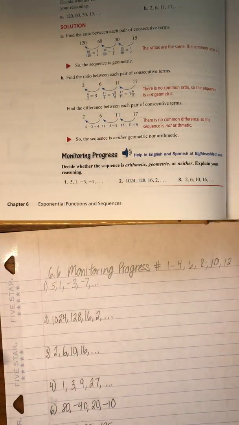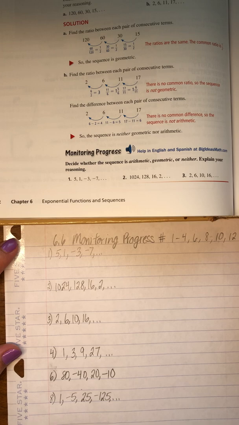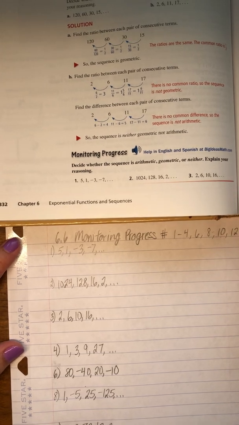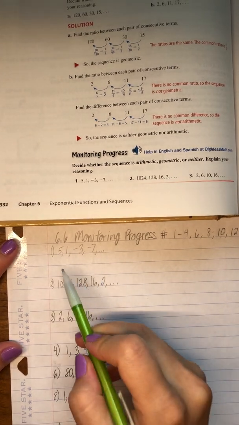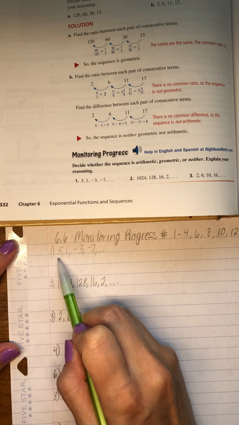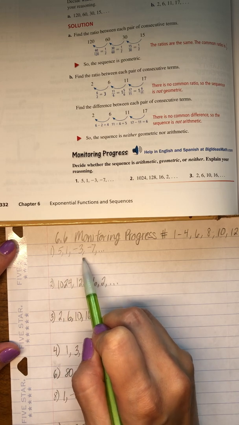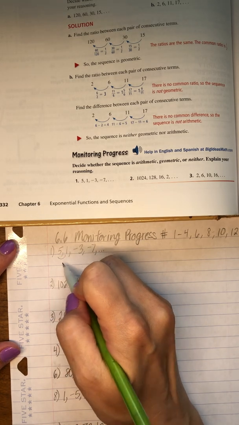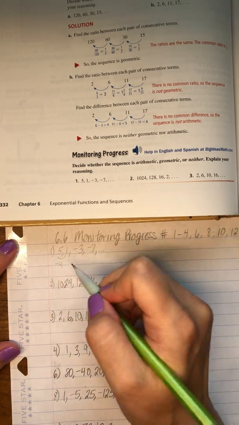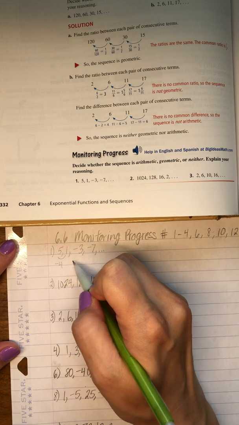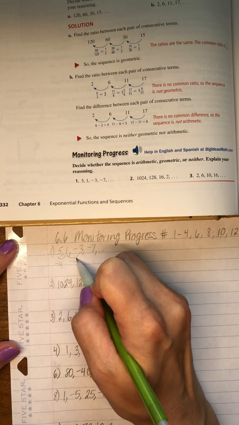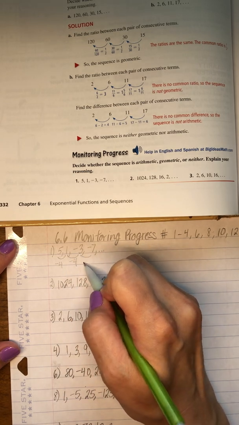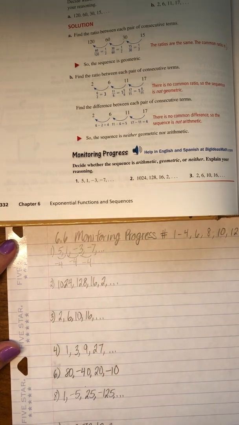So I wrote them down here on my piece of paper. Let's take a look at example 1, or monitoring progress 1. I want to notice what the pattern is that's happening. How do I get from 5 to 1 to -3 to -7? Right away I notice that I am subtracting by 4. 5 minus 4 is 1. 1 minus 4 is -3. -3 minus 4 is -7.